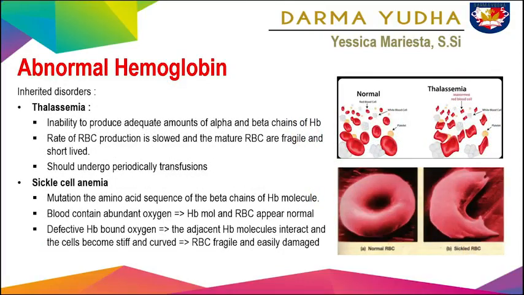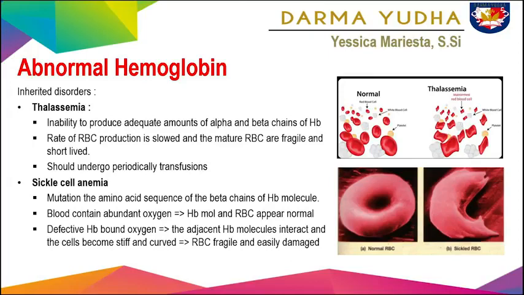Abnormal hemoglobin. There are two inherited disorders which have abnormal hemoglobin: thalassemia and sickle cell anemia. Thalassemia is the inability to produce adequate amounts of alpha and beta chains of hemoglobin. The rate of red blood cell production is slowed, and the mature red blood cells are fragile and short-lived. People with thalassemia should undergo periodic transfusions.